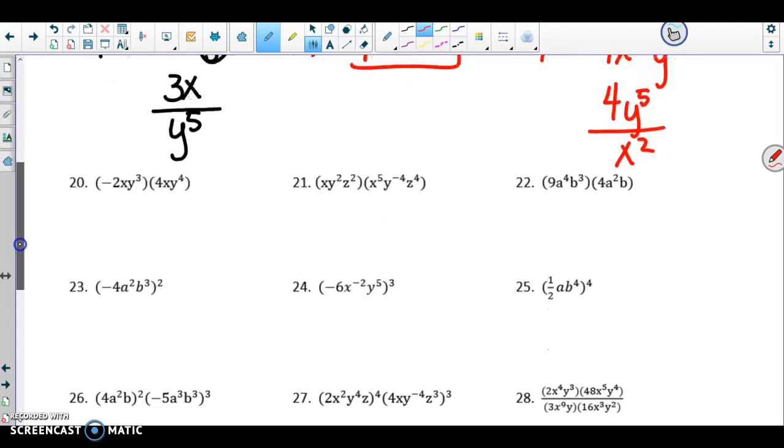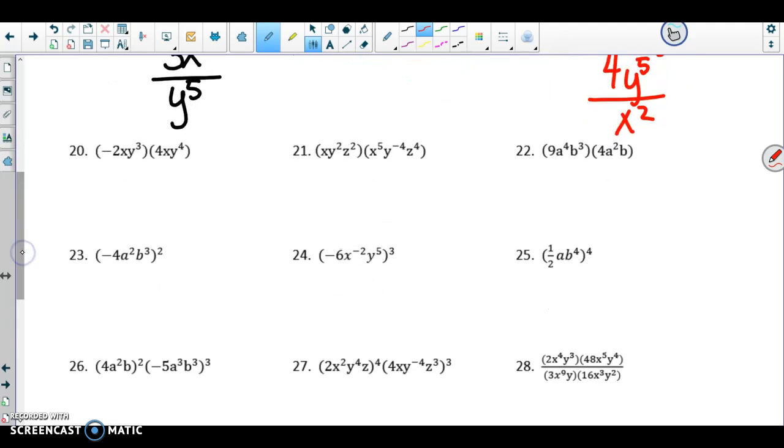All right, number 20. By the way, we skipped some other numbers in there. I think you probably saw that. These are multiplying, and I don't have any exponents on the outside, so really I'm just multiplying my big numbers and adding my exponents. So I'd have negative 8, because negative 2 times 4, x squared, because x times x, and then y to the 7th, because I would add the 3 and 4. If I wrote them all out, I'd have 7 of them there.